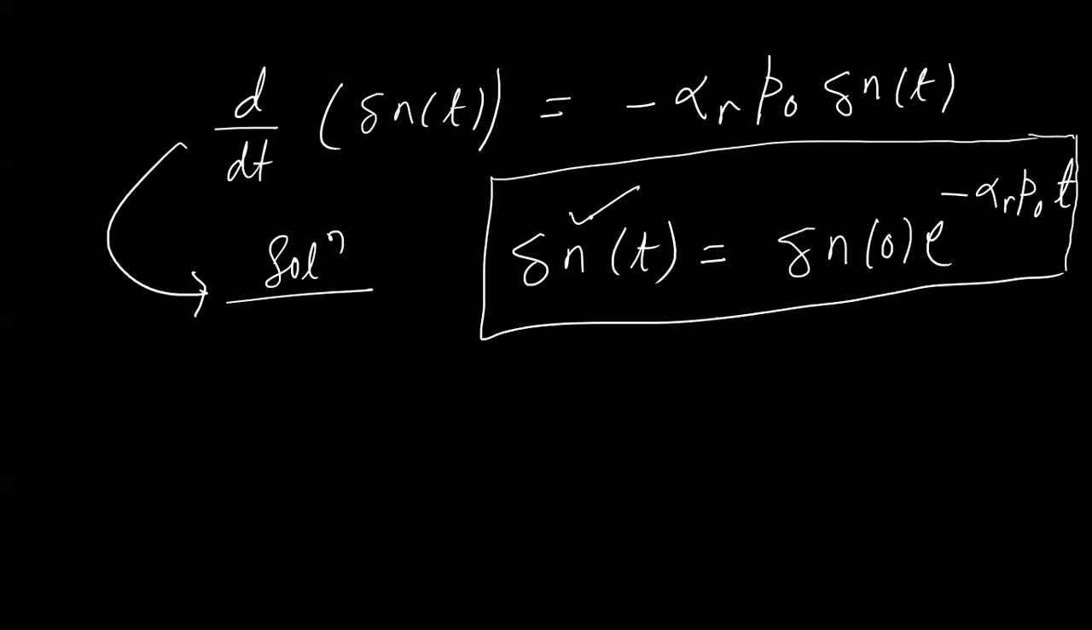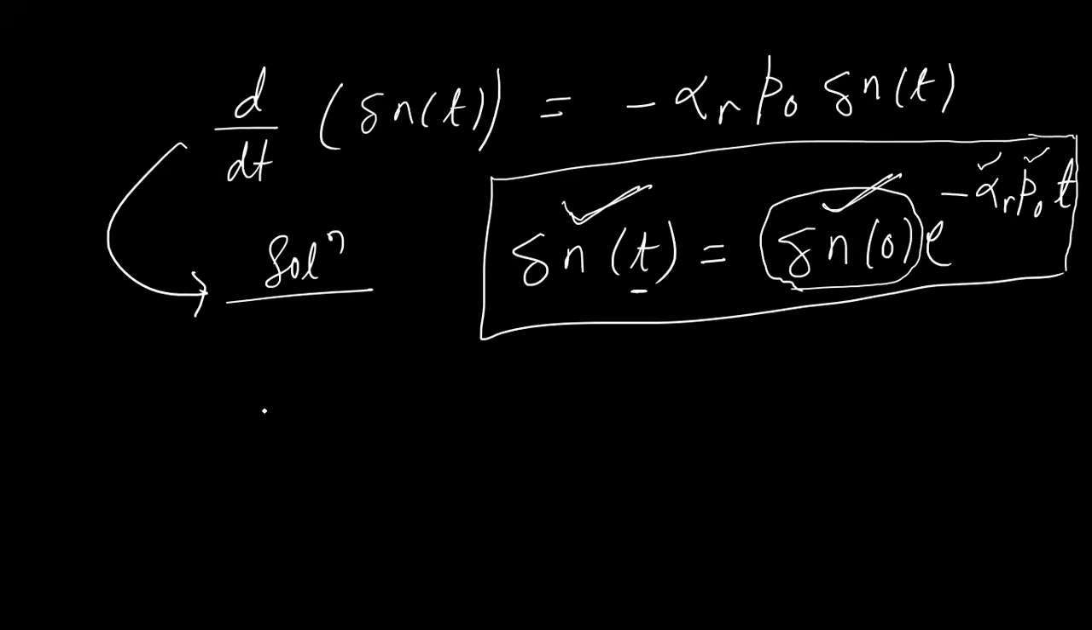Delta n, the excess carrier concentration at any time t, can be written as delta n0, some initial concentration, multiplied with e to the power minus alpha r p0, the proportionality constant, and p0 is also constant, the thermal equilibrium hole concentration, multiplied with time. So as the time increases, you can see that the excess carrier will fall exponentially. There will be exponential decay from some initial concentration delta n0.